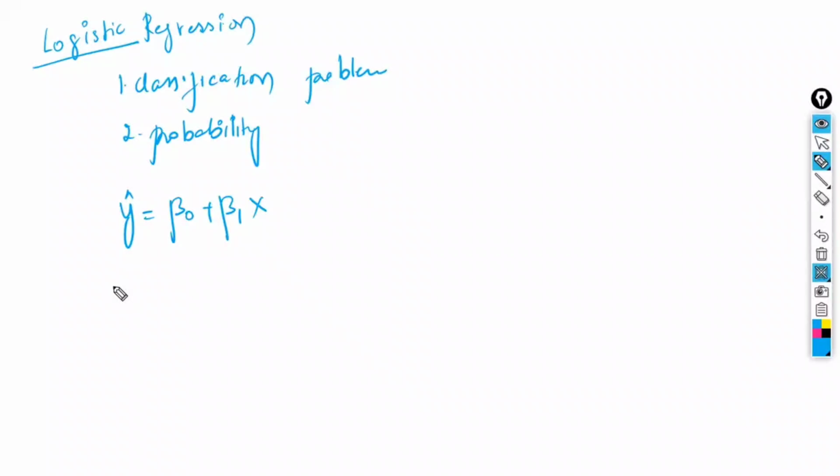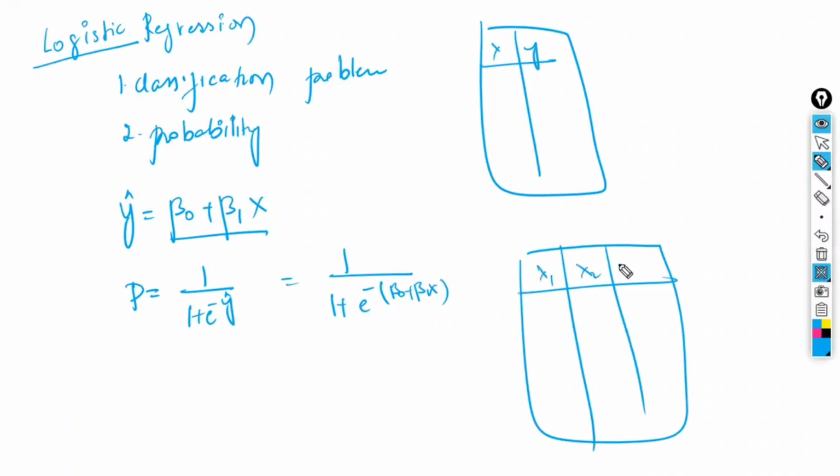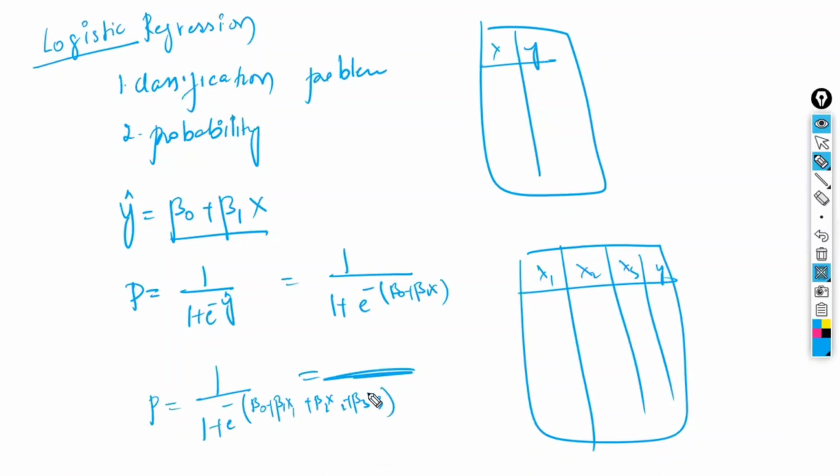Y hat is nothing but whatever you have got here, so it is 1 divided by 1 plus e to the power of minus (beta naught plus beta 1 x), if there is only one x variable and one y variable. For example, if I have 3 input variables x1, x2, x3 and y, then p is equal to 1 divided by 1 plus e to the power of minus (beta naught plus beta 1 x1 plus beta 2 x2 plus beta 3 x3). So it is just calculating the probability. The output is going to be the probability.